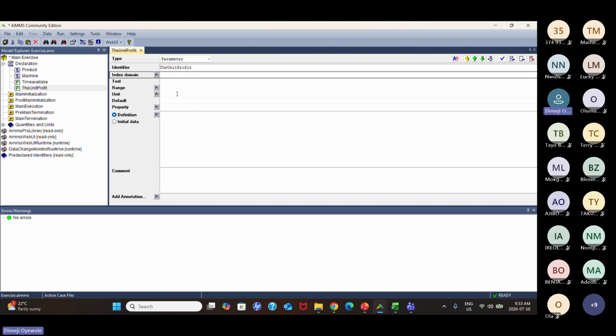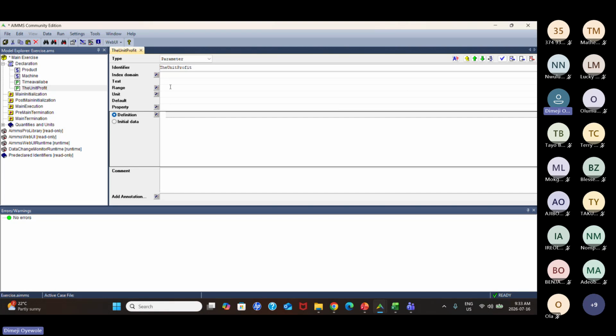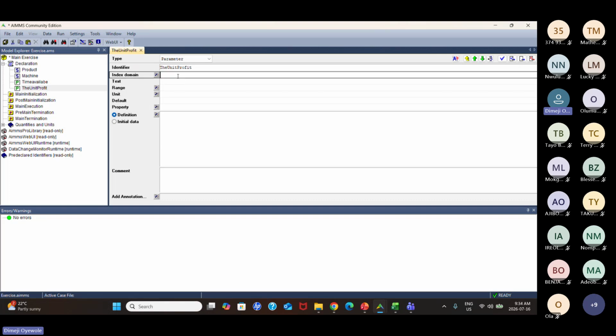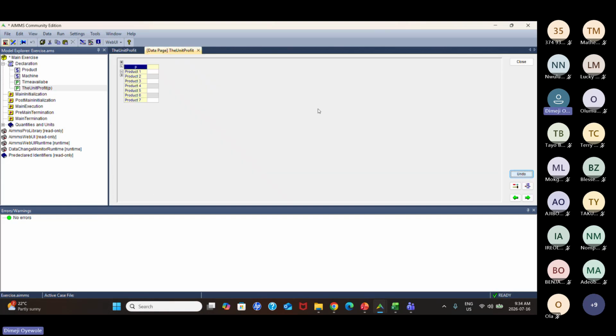Now, before I do that, let me show you something. If you do not put anything there, it's just going to be a single number. But by the time you put P there and you check and commit, then it becomes this. Why? Because you already indexed it to P and you have already set the P, the product, before.